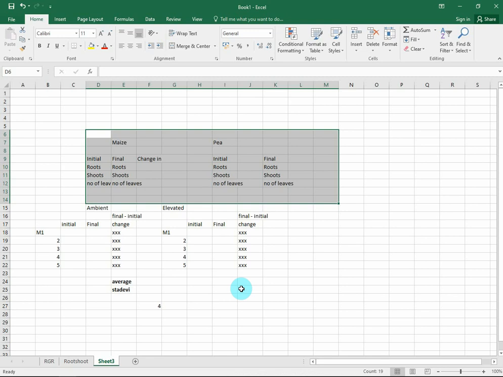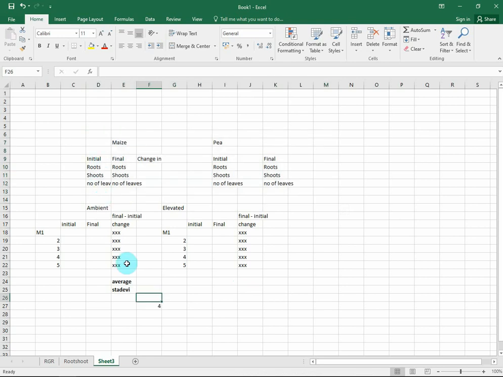And remember, you cannot compare pea and maize at this point. They are separate. The only thing that you can do for these sections is compare the roots at ambient to the roots at elevated. There should be no comparing at initial and final. If you cannot tell that they increased, we've got problems. Then you did the experiment wrong. Ambient and elevated for roots, shoots, number of leaves.